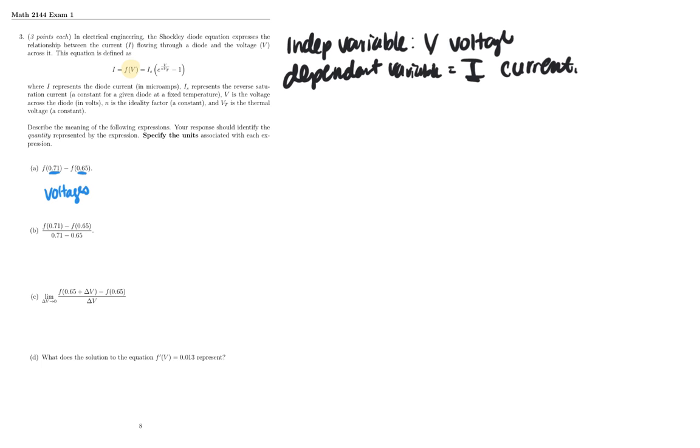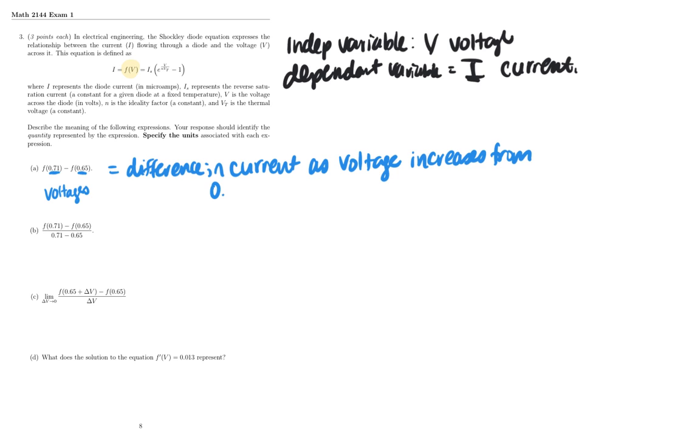So I can say this is going to be the difference in the current as the voltage increases from 0.65 volts to 0.71 volts. So that's just telling me the difference in current.